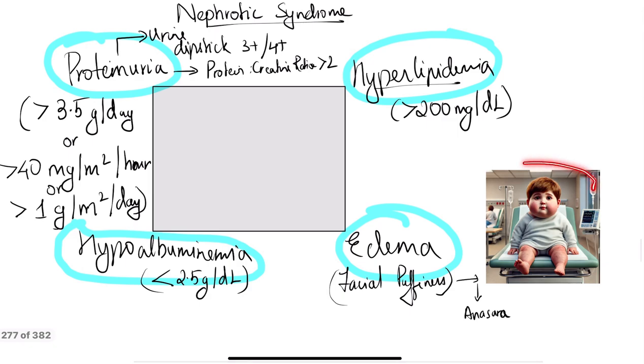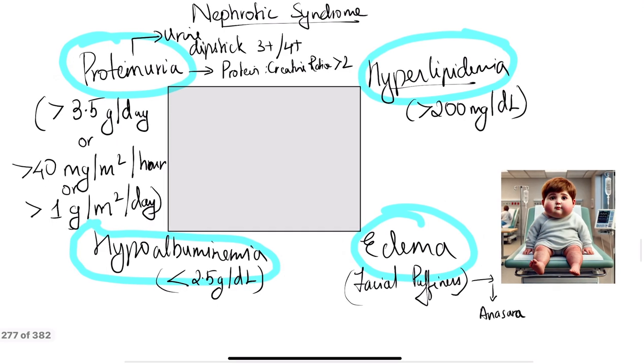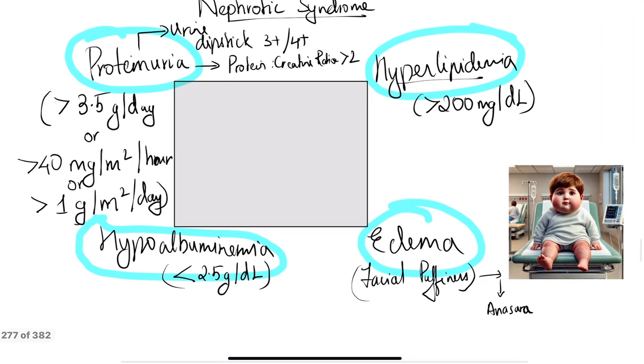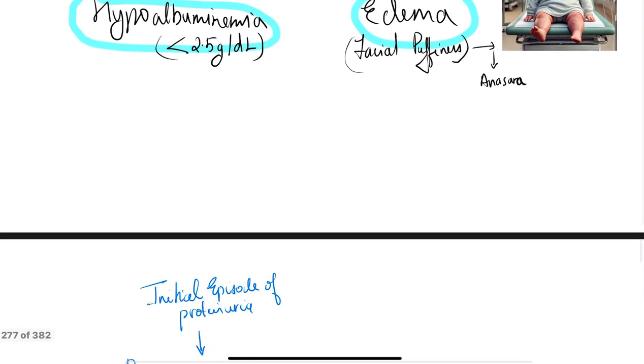As you can see, edema is manifested as what? Facial puffiness, followed by generalized edema, that is extremities and all that. Pedal edema, there'll be ascites and things like that. Okay, so you could take a snapshot here. Okay, let's go to the management.